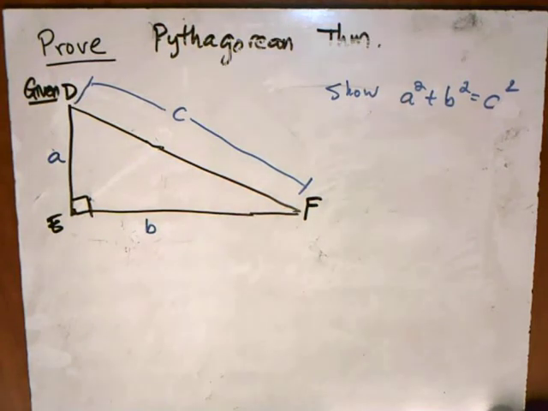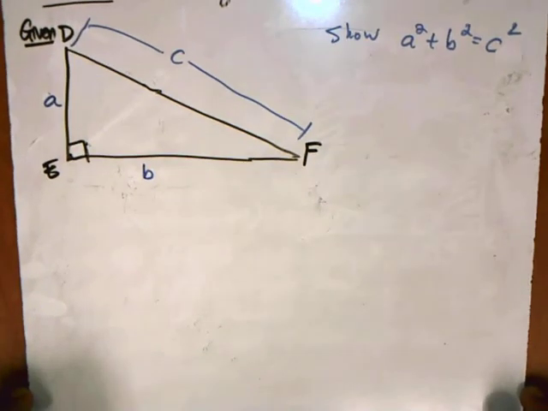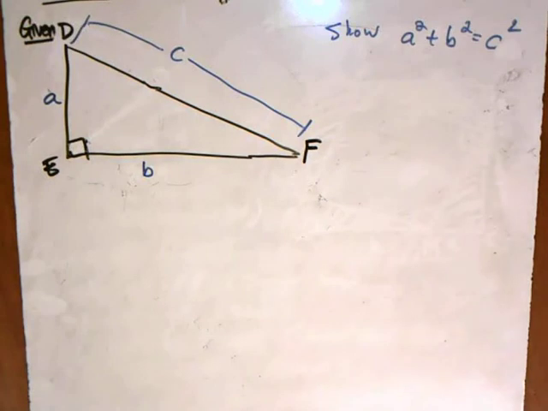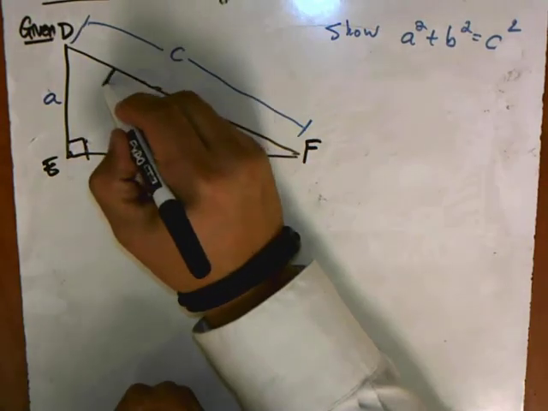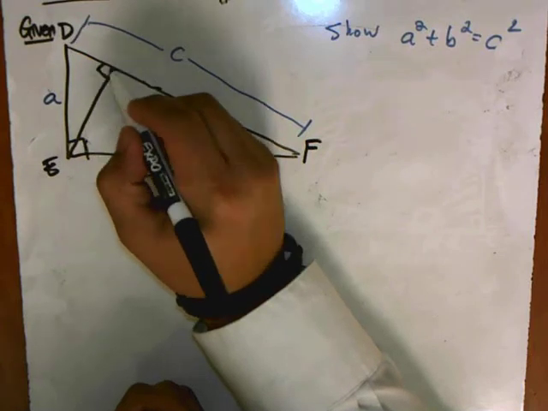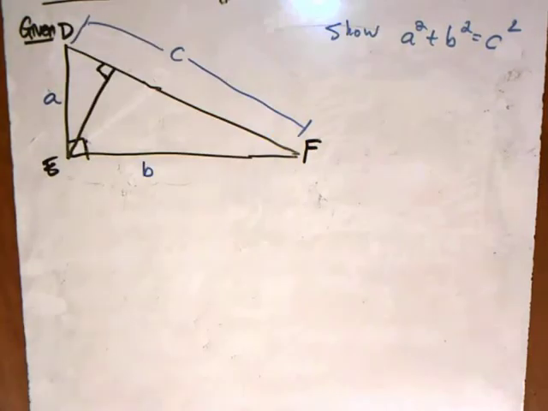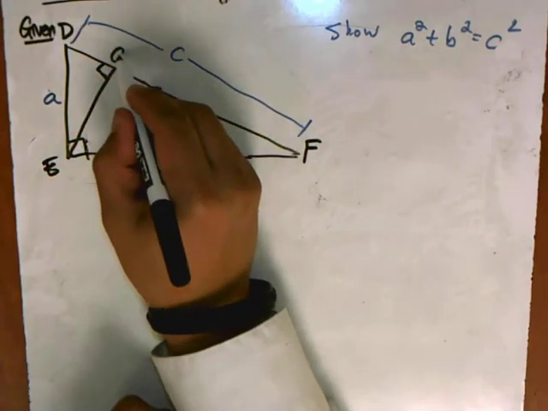Triangle DEF is a right triangle, and I have to show somehow that a squared plus b squared equals c squared. So to do this proof, the first thing that I'm going to do is draw in the altitude of this right triangle, and I'm going to draw it straight to the hypotenuse. I see DEF, so I'm going to call this point G.